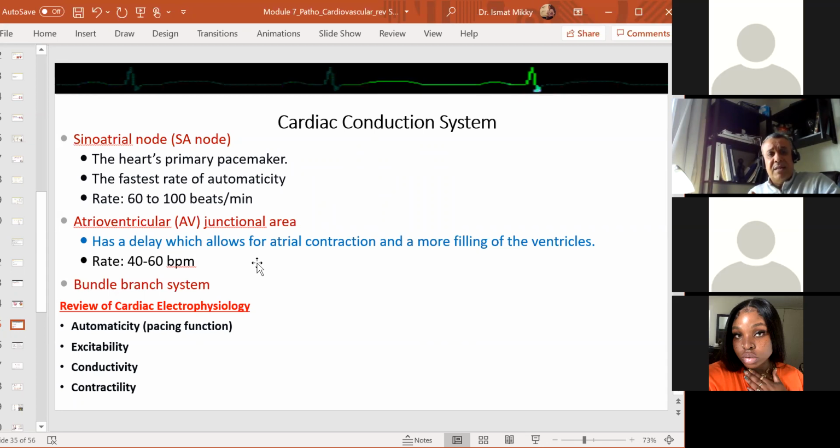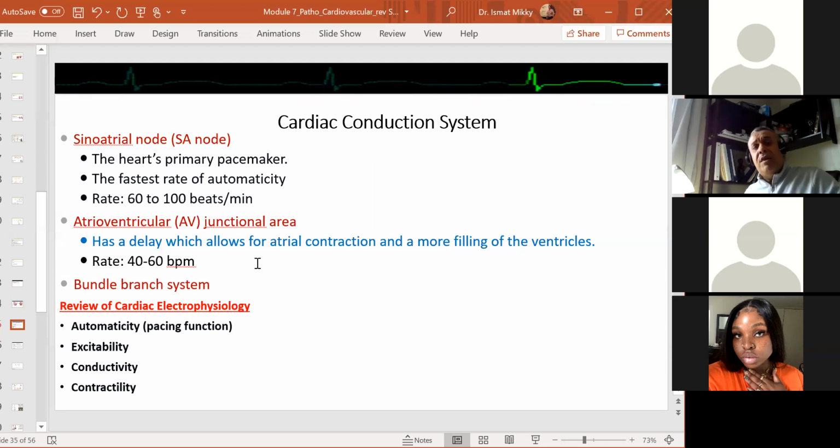Excitability, conductivity, and contractility are the manifestations, the characteristics of the cardiac electrophysiology. And they are pertinent just to the cardiac muscle.